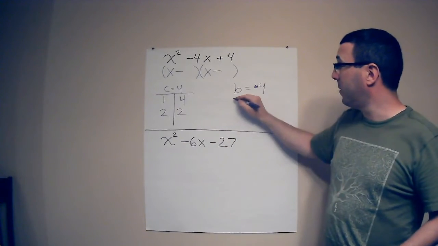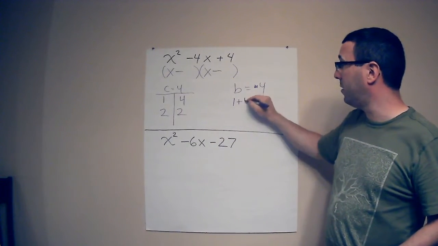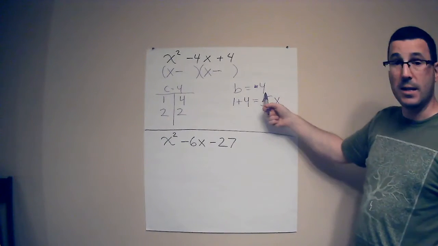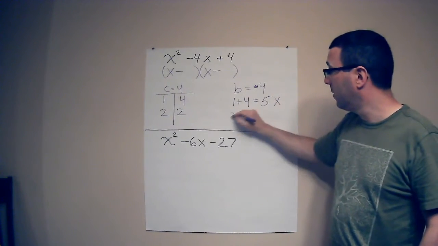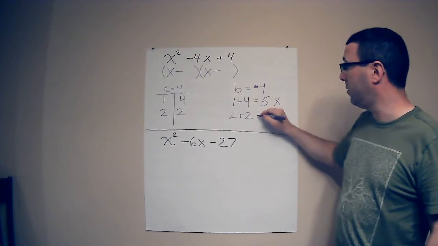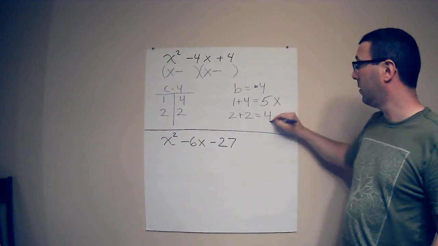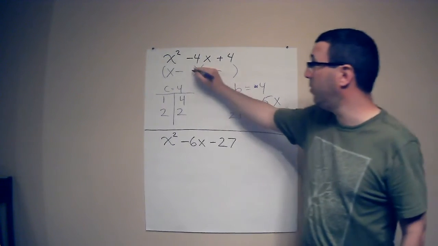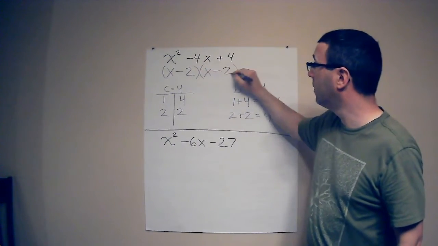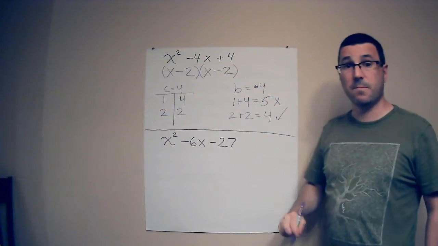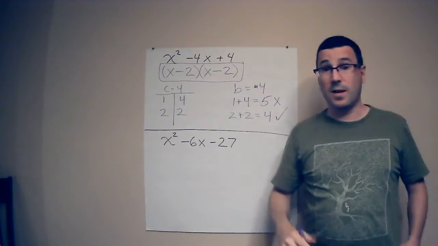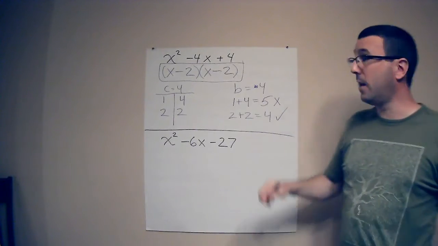So I'm going to say, okay, well, let me see. 1 plus 4 equals 5. I need it to equal 4. 2 plus 2 equals 4. So I'm going to put a 2 in each of the parentheses. And there's my answer. Okay?